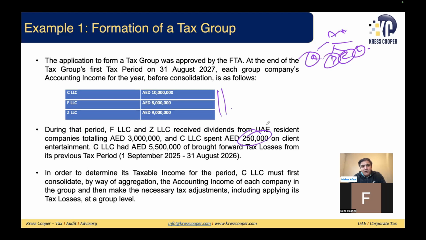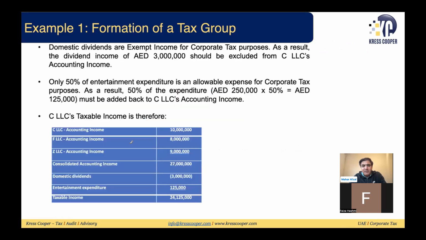This is the pre-grouping losses of CLLC from the previous period, 5.5 million. In order to determine the taxable income of the period, CL must first consolidate by way of aggregating. Once they are consolidating, all intra-group transactions will be eliminated. Domestic dividends are exempt from corporate tax. As a result, the dividend should be excluded. Thus, this is very clear, it should be excluded. Entertainment expenses, we can claim up to 50%.